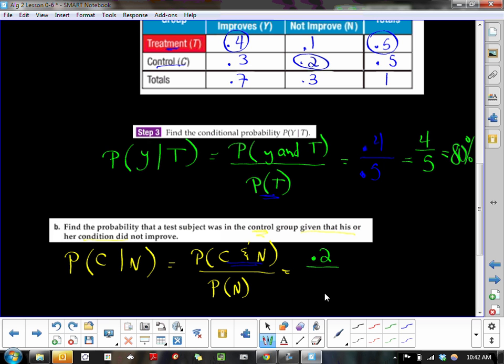divided by the probability that they said did not improve. So how many times did they not improve out of our total? That was 0.3. So we find both of those in our relative frequency table, and that is 2/3 of the time, or about 66.7% of the time. And that's how we can use relative frequency charts or contingency charts to help us find conditional probabilities.